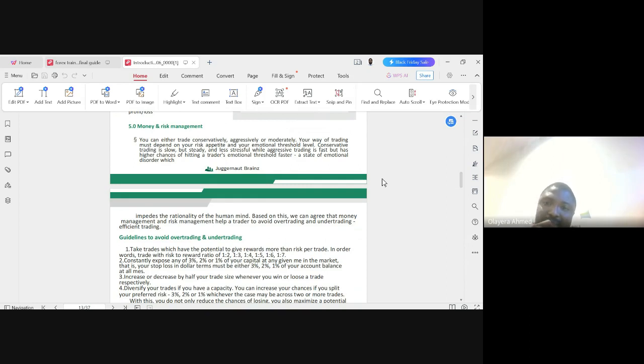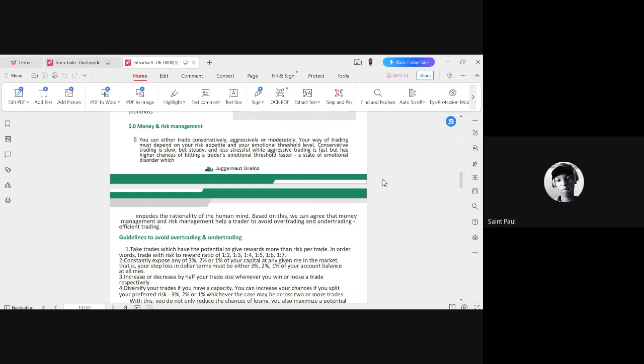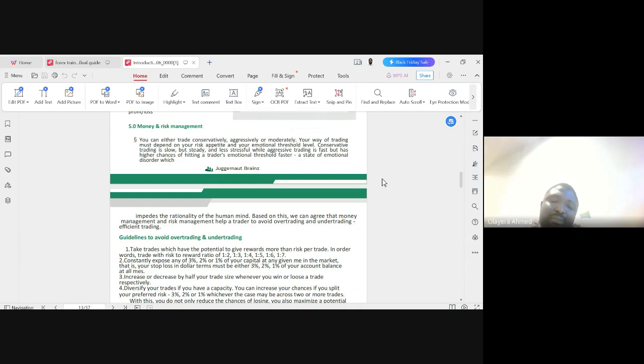So now, amongst trader A and trader B, which one is the better trader? Trader B. What has trader B done differently? Trader B has been able to what?